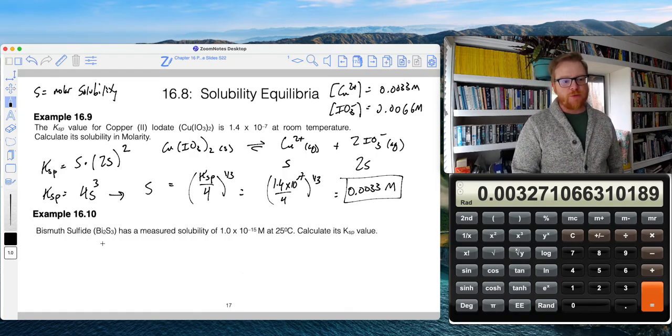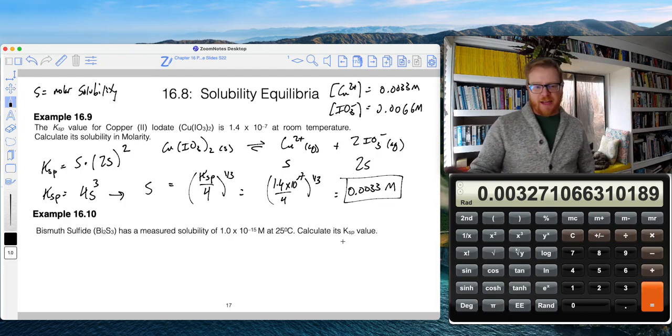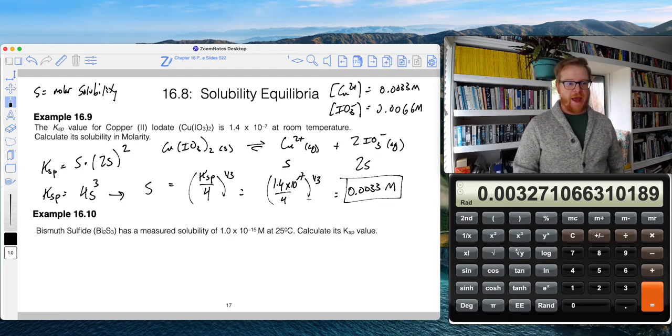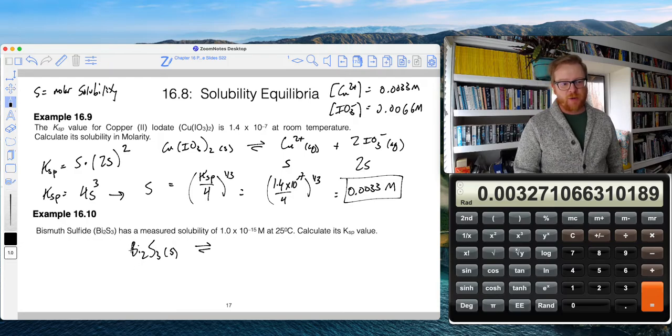So bismuth sulfide, and there it is, has a measured solubility of 1.0 times 10 minus 15 molar. Calculate its KSP value. Okay, so now that's kind of thinking of this in the other way. And so let's write up that reaction. Bismuth sulfide, okay. And we're going to always take our time to write out these reactions so we get the number of ions right. So here we can see that sulfide is always 2 minus, and there's 3 of them.